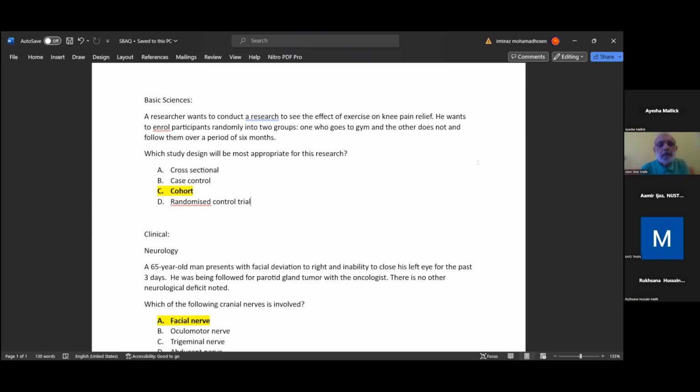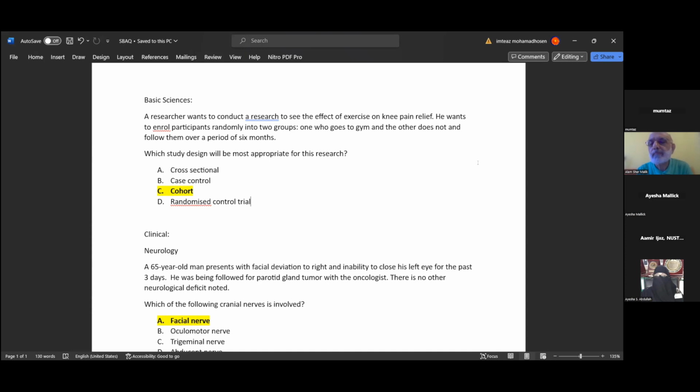Thank you. No, actually, it's not like that. A cohort is the name of a study design, and it is when we follow people from the risk factor to the effect. So the key is correct. The only thing, as the professor was saying, is that we included the word randomly, which may confuse regarding randomized control trial, especially because of knee pain relief and going to the gym. So students usually choose between cohort and randomized control trial.